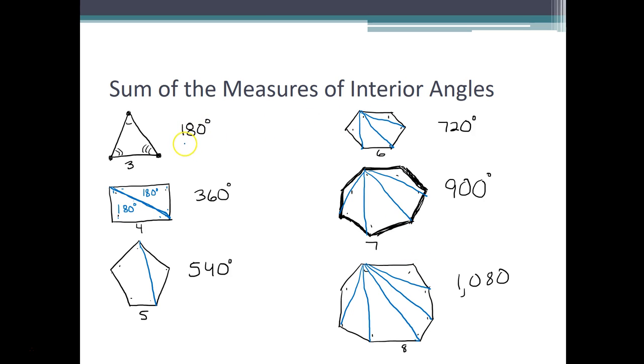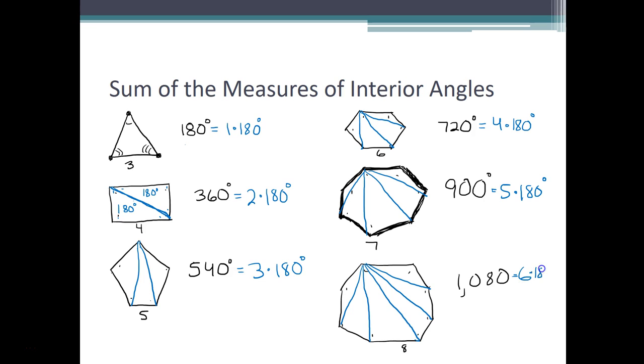So, starting with 1 triangle, you have 1 times 180 degrees. But with the quadrilateral, you have 2 triangles. That's 2 times 180 degrees. Pentagon, 3 triangles. That's 3 times 180 degrees. Hexagon, 4 triangles, 4 times 180 degrees. Heptagon, 5 triangles times 180 degrees. Octagon, 6 triangles times 180 degrees. So that's how you can see how much the interior angles add up to.